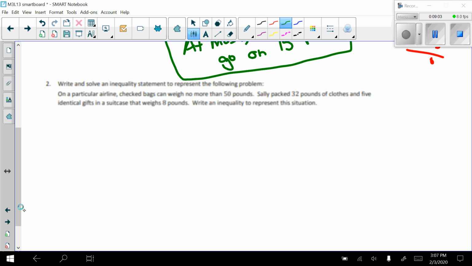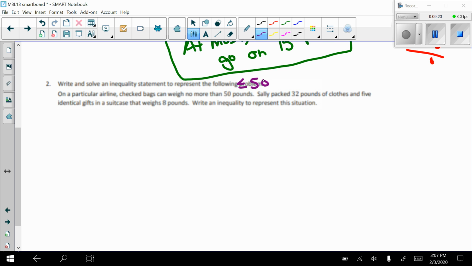But checked bags, they're very particular. They charge you extra money for checked bags usually. So on a particular airline, checked bags can weigh no more than 50 pounds. So that would be less than or equal to 50. They can weigh 50 pounds or be less than 50.